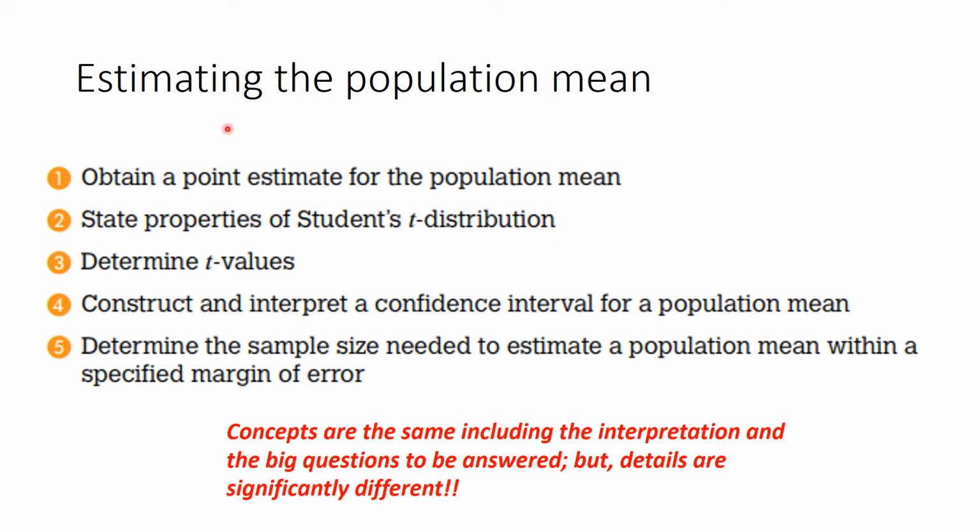Section 9.2 in Sullivan's text is about estimating the population mean. This is about point estimates and confidence intervals. Now, it's important that you realize the objectives look about the same. The concepts are the same, including the interpretation of point estimates and confidence intervals, and the big questions to be answered are finding the confidence intervals and what sample size do you need to estimate a population mean. But the details are significantly different because now we're talking about a population mean, and there's an entirely new distribution, the t-distribution, that we'll be talking about.